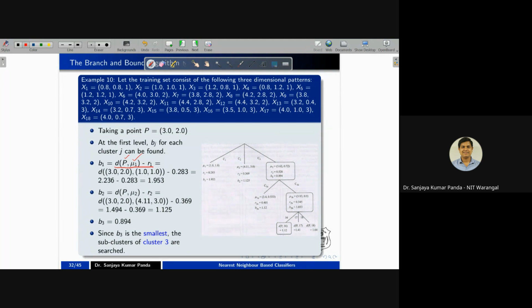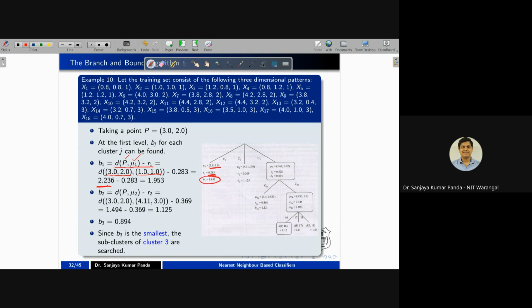So if you calculate B1, the distance of this particular test pattern to 1, 1, because mu1 is equal to 1, 1, you will get the distance 2.236 minus 0.283. So you will get the value 1.953.